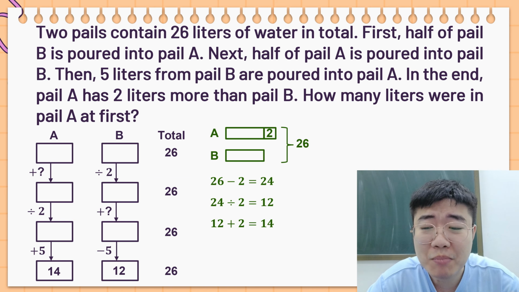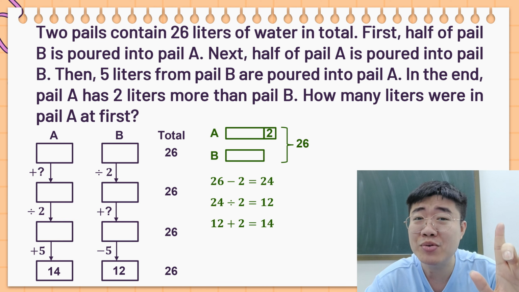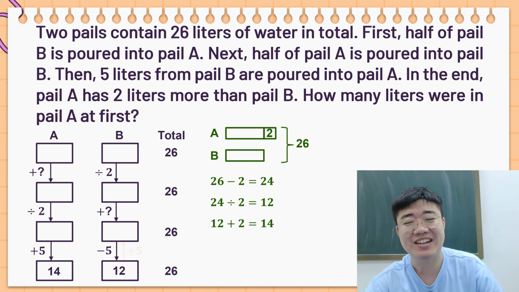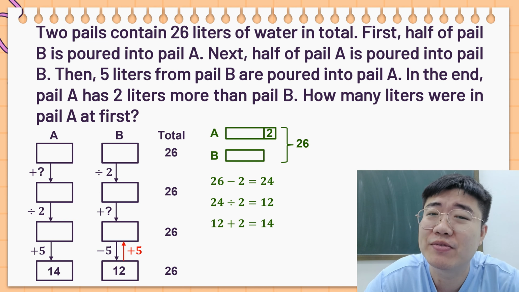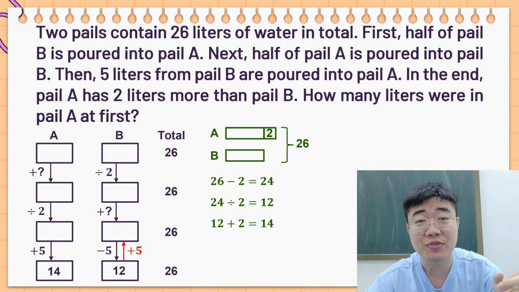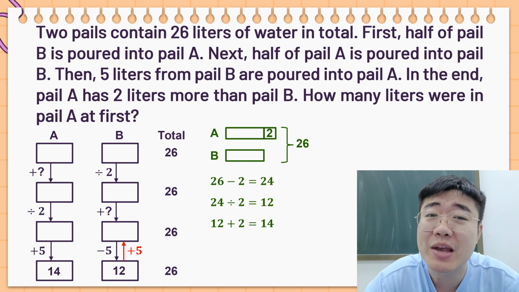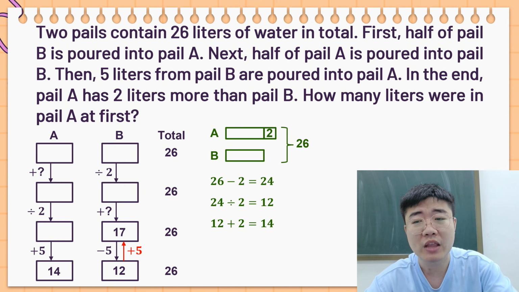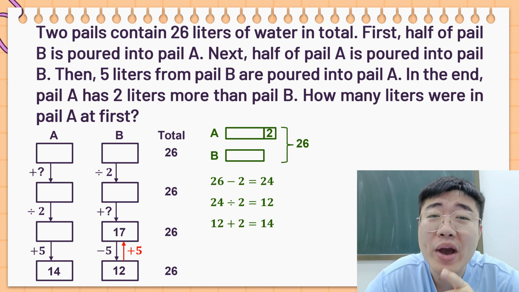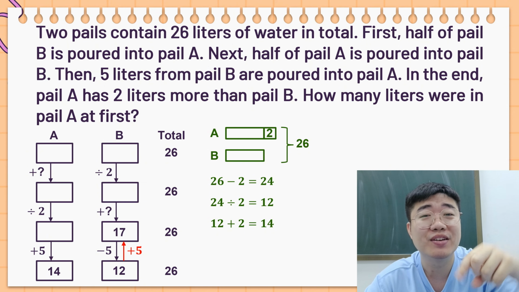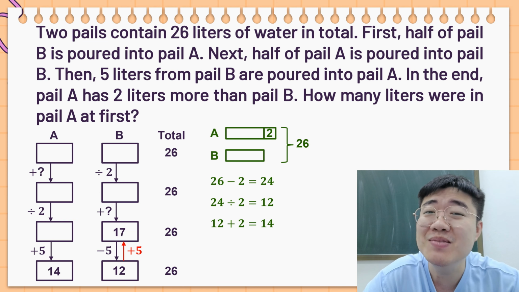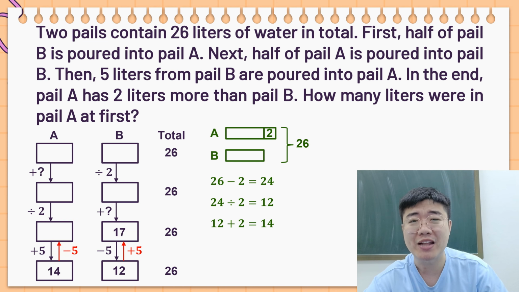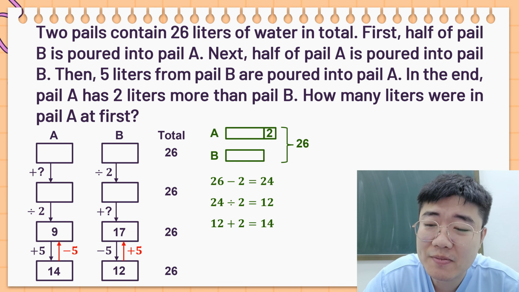Now, when we are working backwards, what's the thing we mentioned just now? This is minus 5. So when working backwards, it changes into plus 5. So for B, 12 plus 5, and the second last step is 17. How about A? A just now was plus 5. So when you work it backwards, it becomes minus 5. So 14 minus 5, this is 9.